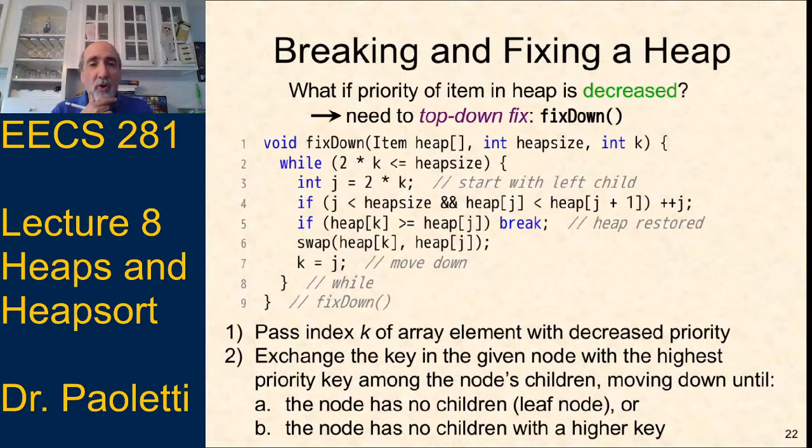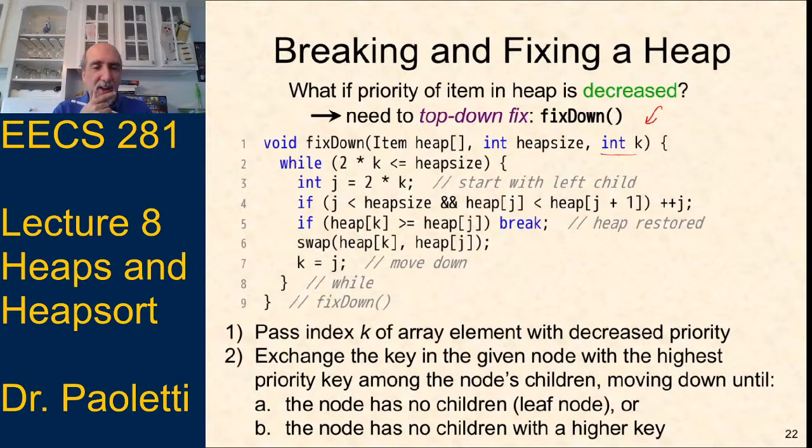Okay, so when the priority of an item is decreased, we need to fix down. So the value has gone down in priority, we need to fix moving down, and this one is a bit more complicated than the other one. So, first of all, the parameters. We receive the heap, we also receive k, the index. This is the same thing as before, the index of the one that changed, but we also need to know the heap size to know if we're at a leaf node or not. Remember we had that formula that told us if we're at a leaf node? Okay, so that's our parameters.